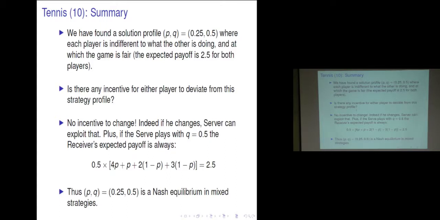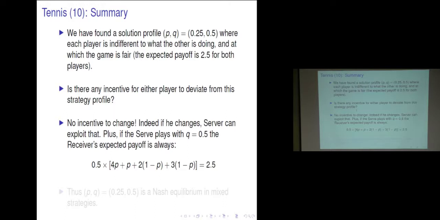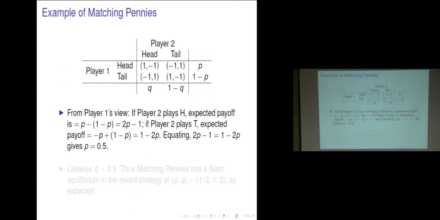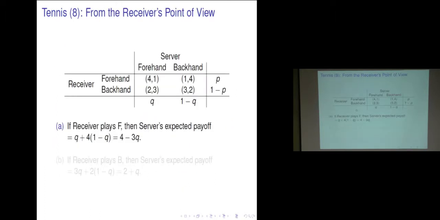Yes. So the question was, is it a coincidence that both of them always get 2.5? So the answer is, this is a coincidence. Let's see. This is because 4 plus 1 is 5, 2 plus 3 is also 5. So everywhere the sum is 5. So this is a constant sum game, and you will probably see an example in tutorial where it's not the same.